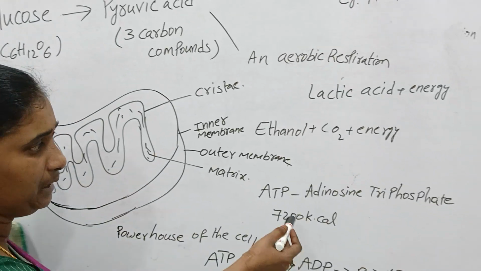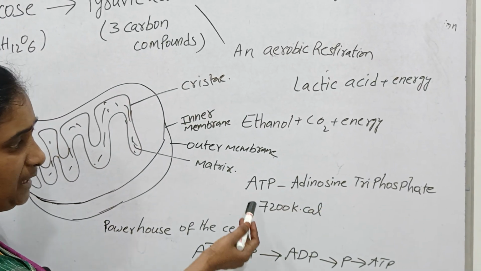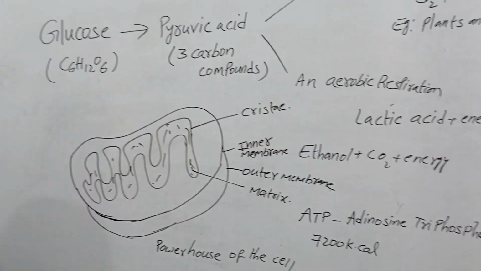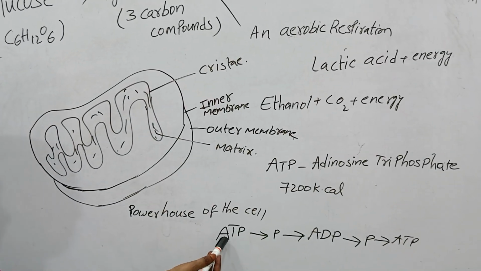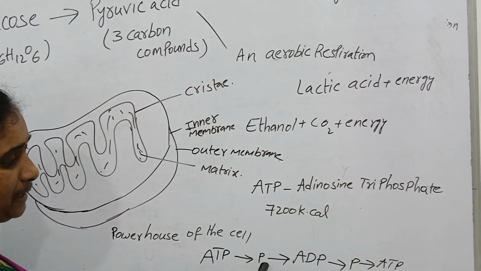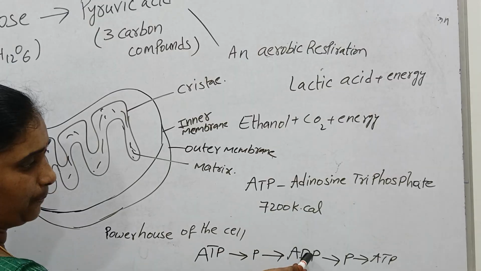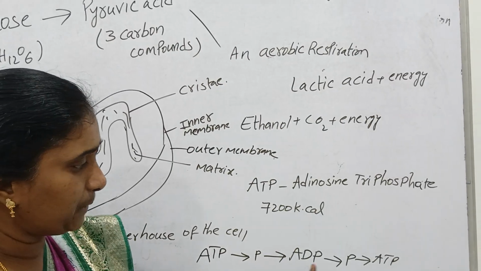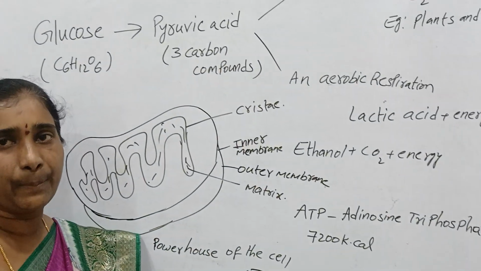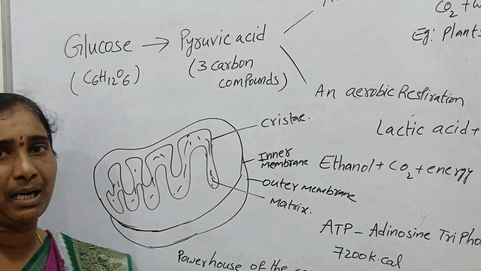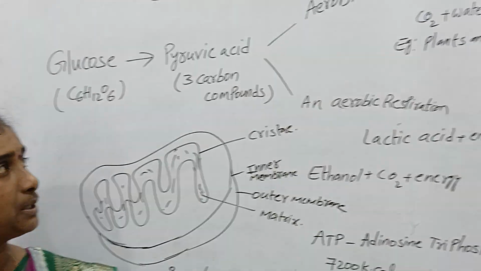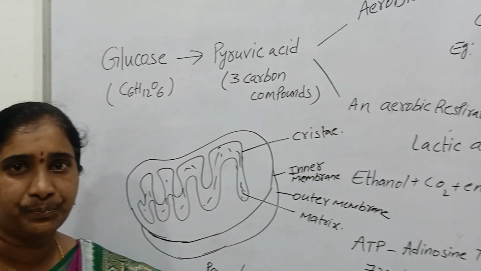ATP means adenosine triphosphate. Each ATP contains 7200 kilocalories of energy. Whenever cells require energy, adenosine triphosphate can donate one phosphate bond. Triphosphate will be converted into diphosphate, adenosine diphosphate. Again, adenosine diphosphate will be combined with another phosphate bond. Again, it converts into ATP. So this is a continuous process in mitochondria. So mitochondria is called the powerhouse of the cell. So this is about aerobic and anaerobic respiration.